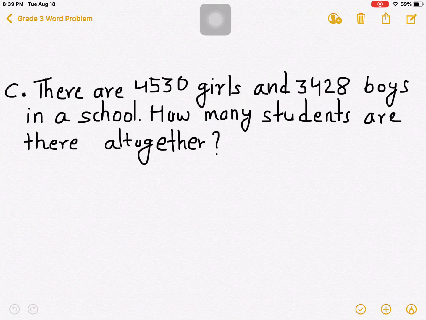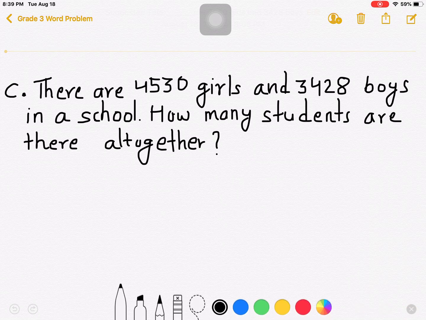There are 4,530 girls and 3,428 boys in a school. How many students are there altogether? What is given? Number of girls. Number of boys. Now, what we have to find out? Total number of students. See, we have to find out total number of students.